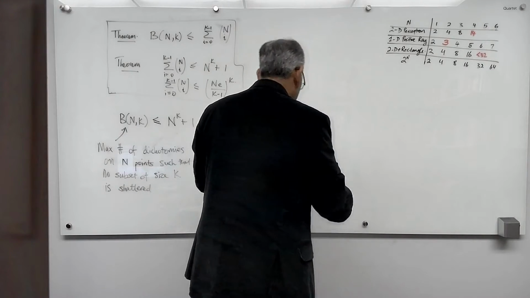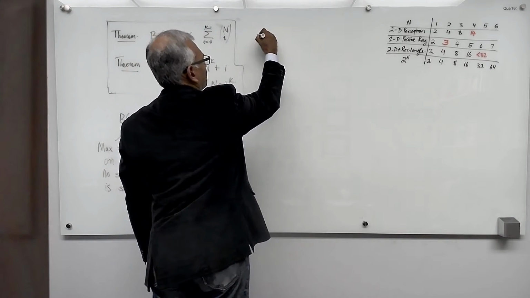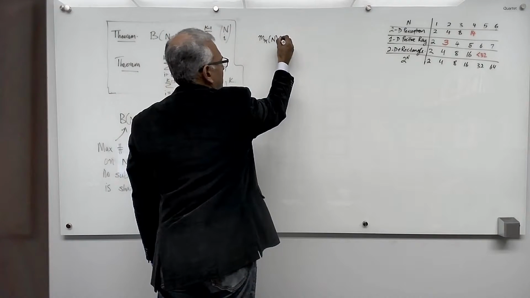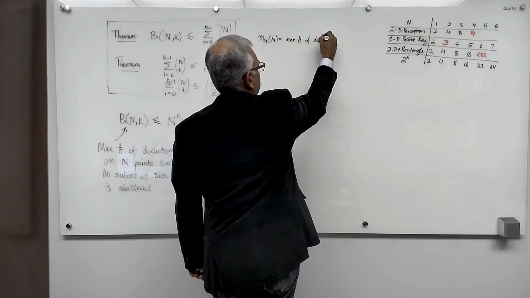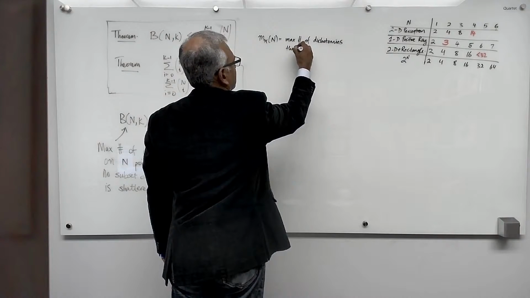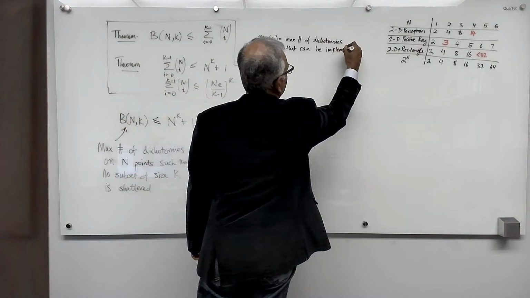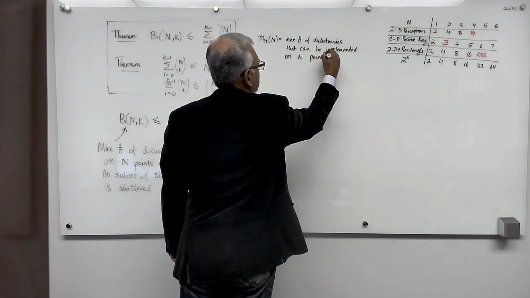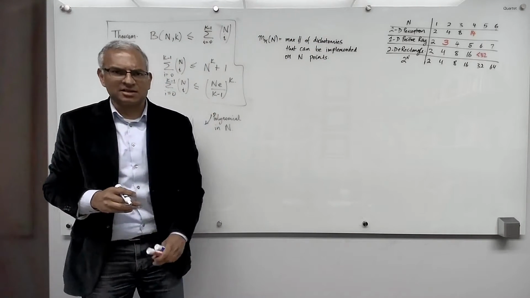So the growth function, let me remind you again the definition. The growth function, m sub h of n, for the hypothesis set h, is equal to the max number of dichotomies that can be implemented on n points. And you get to pick those n points. You're trying to maximize the number of dichotomies.